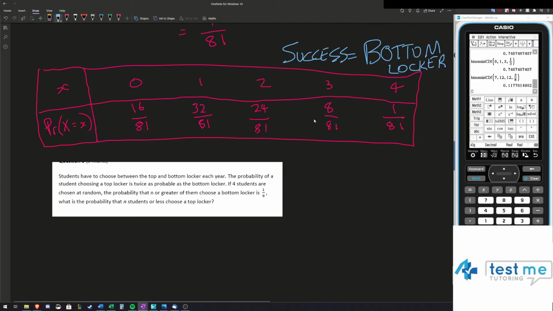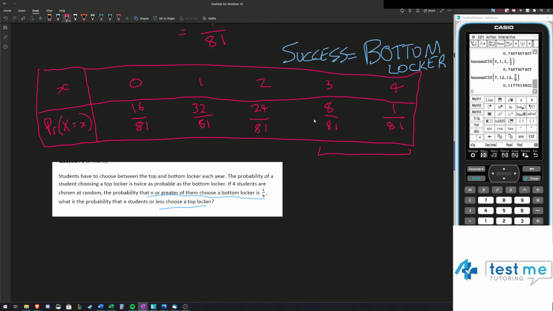If 4 students are chosen at random, the probability that n or greater of them chose a bottom locker is 1 over 9. What's the probability that n students or less choose a top locker? So what we've got to work out here is what numbers add up to 1 over 9? What numbers in the bottom row add up to 1 over 9? Okay, just pause it and give it a go, but I'll keep going. It's these two on the end.